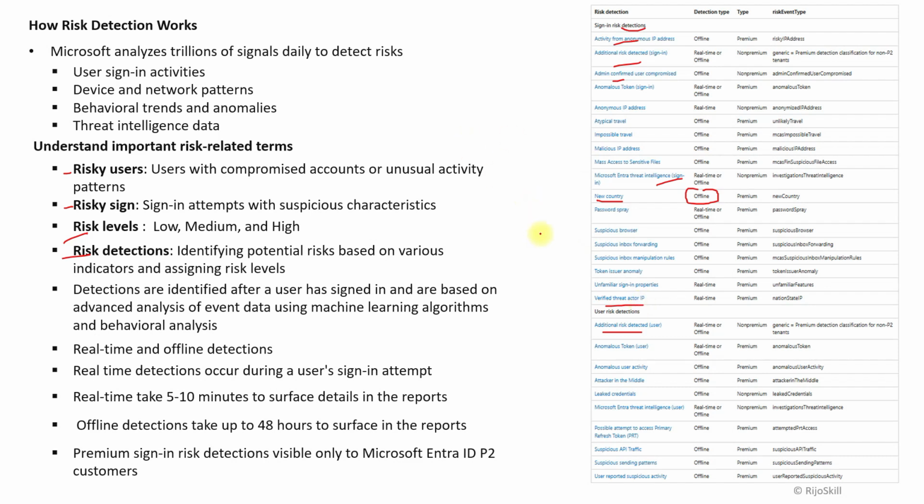So you can see here activity from an anonymous IP address. This is a premium service. Risky IP address, and admin confirmed user compromised, are offline and also non-premium services. That is the difference. The premium service is Microsoft Entra ID P2, and the non-premium service is commonly ID P1. Microsoft Entra ID P1 works for the common non-premium services.